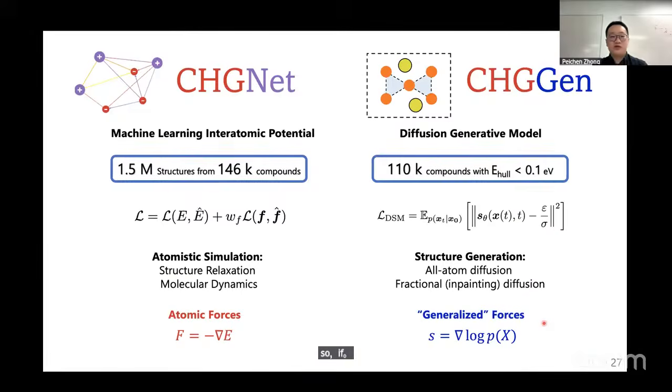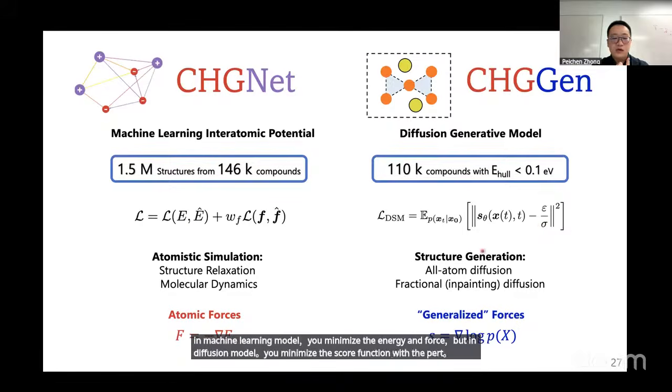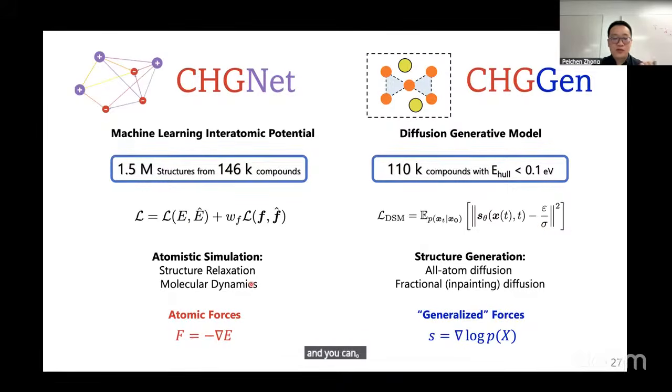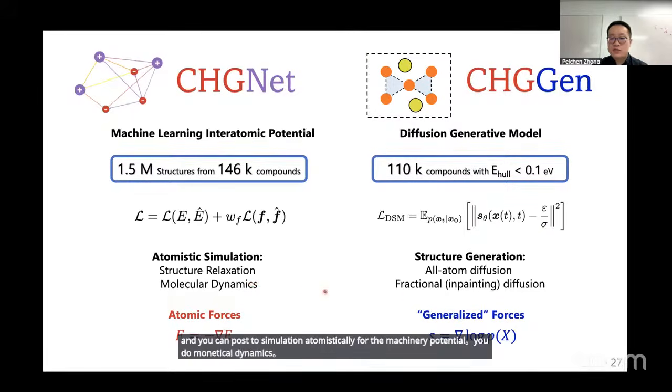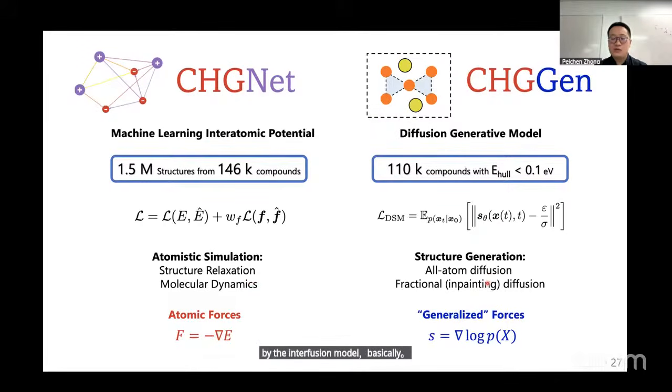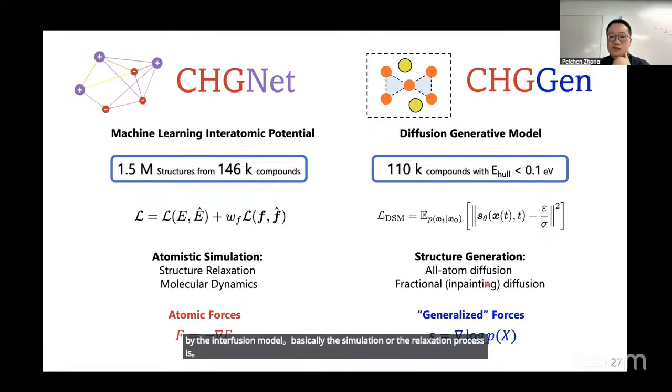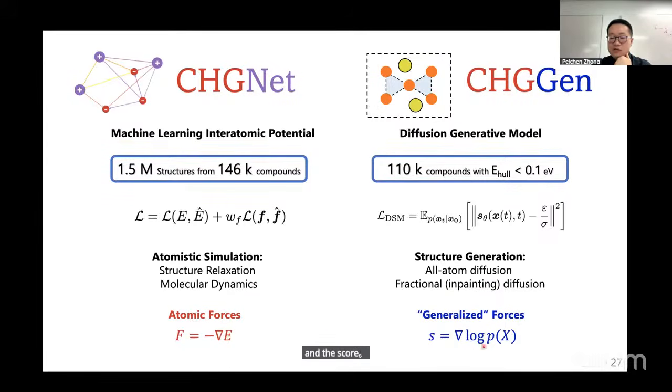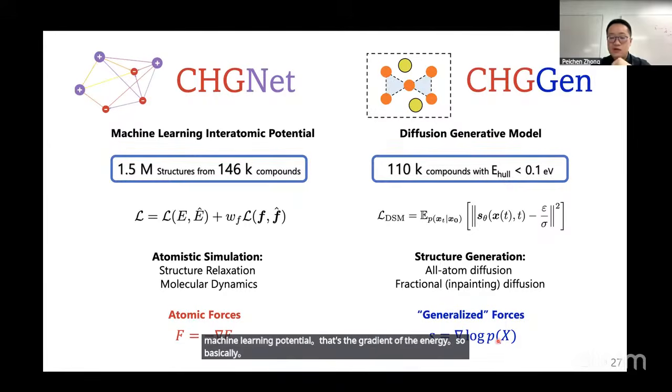If you compare the diffusion model with the machine learning potential, there are some similarities. In a machine learning model, you minimize the energy and force, but in a diffusion model, you minimize the score function with the perturbation. And you can both do simulation atomistically. For the machine learning potential, you do molecular dynamics or structural relaxation. But in a diffusion model, the simulation or relaxation process is governed by the score function. The score function is the gradient of the logarithm of the probability distribution, but for the machine learning potential, it is the gradient of the energy. So the two are equivalent if you consider the system as a parabolic potential.